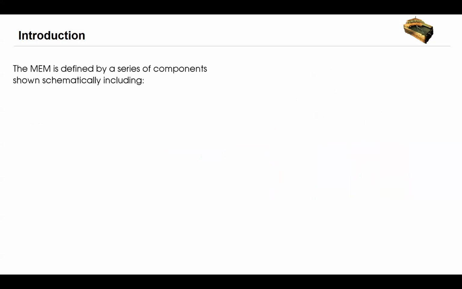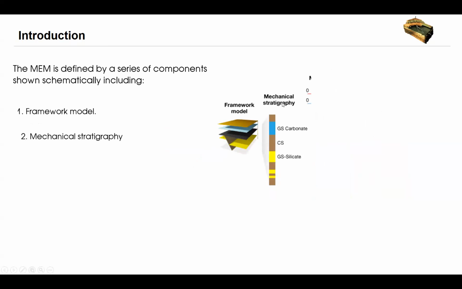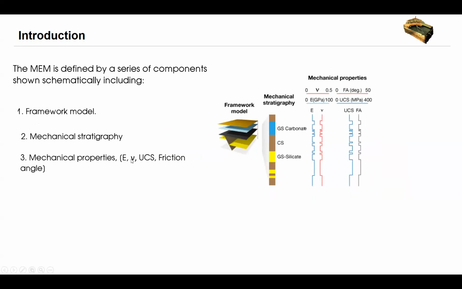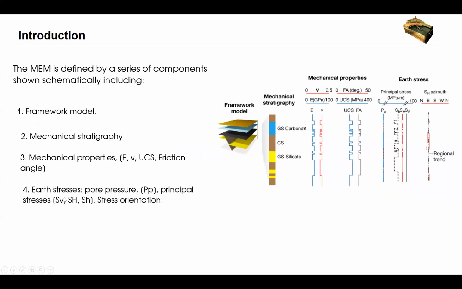The mechanical earth model is defined by a series of components shown schematically, including the framework model, the mechanical stratigraphy, the mechanical properties, which are the Young modulus and Poisson's ratio. We have also the unconfined compressive strength, UCS, and the friction angle. The earth stresses: pore pressure, the principal stresses, which are the vertical stress, maximum and minimum horizontal stress, and the stress orientation.